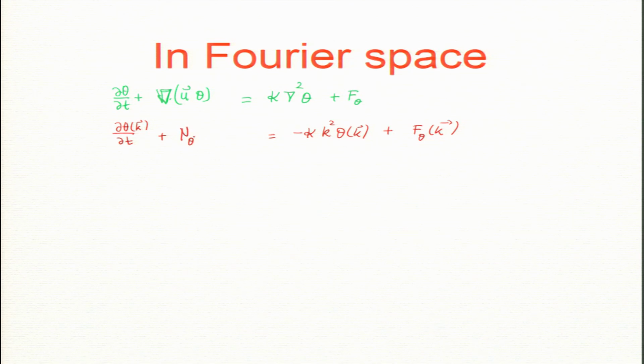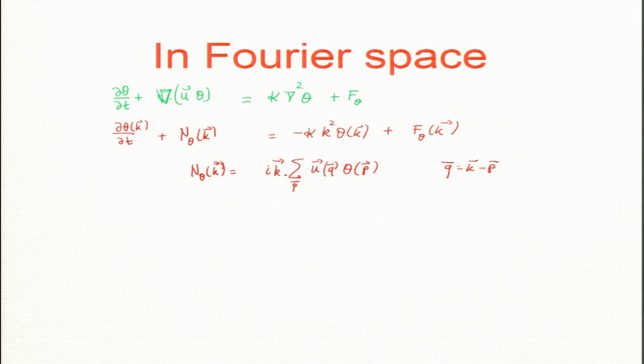So, in my notes I call it N theta of k. N theta of k is a scalar, it is not a vector. And what is N theta of k? The divergence will give you i k dot u of q theta of p, convolution sum over p, and q is k minus p. So, this is the form of N theta.